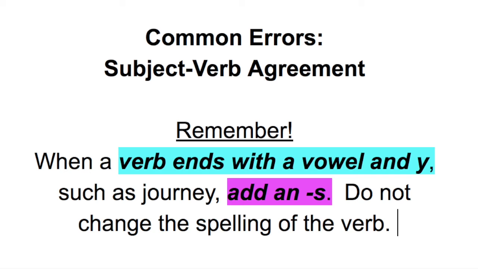All right, so what happens if the verb ends with a vowel and then a Y? When a verb ends with a vowel and a Y, such as journey, add an S. Do not change the spelling of the verb because there's a vowel before the Y, not a consonant. The only time we change that Y to an I and then add ES is if there is a consonant before the Y. And we know what our vowels are, right? A, E, I, O, and U. So if it's not one of those vowels, you know it's a consonant before the Y.